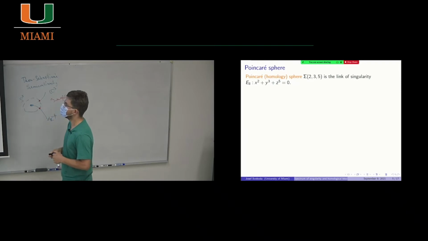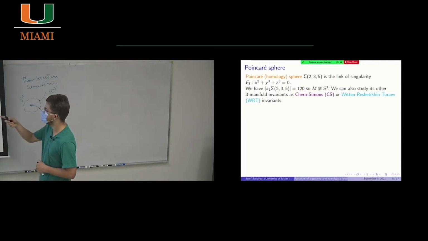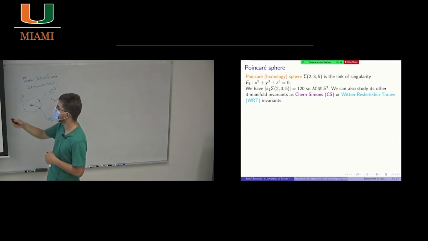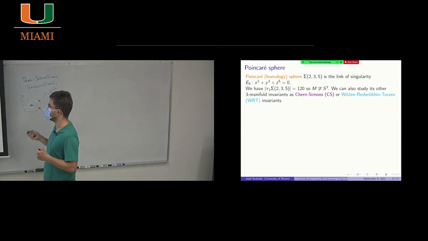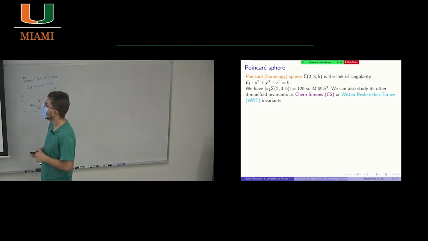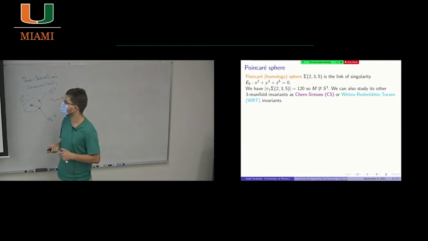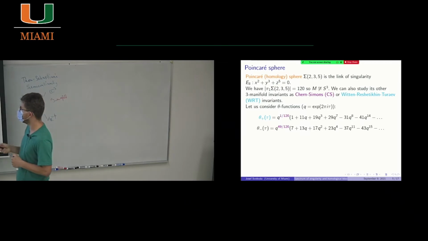So let's see the example of the Poincare sphere. It's a link of the singularity, as I told you. The fundamental group pi_1 of this manifold has 120 elements, so it is not diffeomorphic to S^3. And we can study other invariants, because this is a very simple example. We can study the Chern-Simons invariants, or the Witten-Reshetikhin-Turaev invariant, which is a more complicated version of Chern-Simons. So now we consider these two functions.